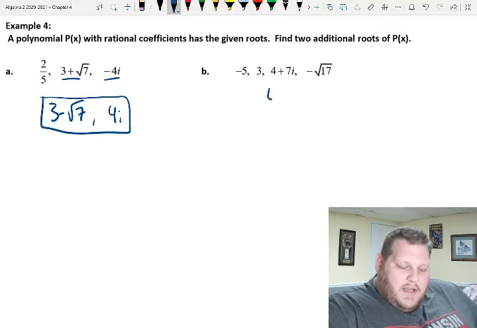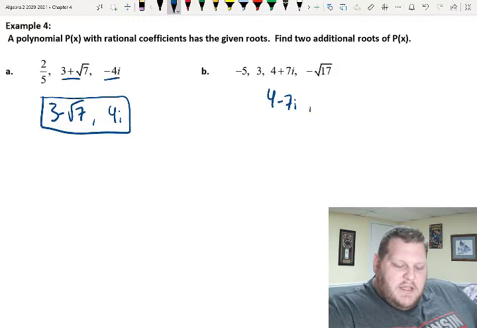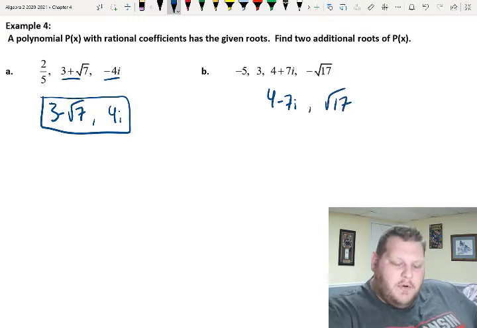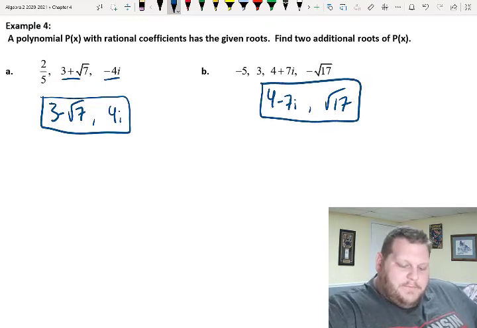4 plus 7i tells me 4 minus 7i has to be a solution. If negative square root of 17 is a root, positive square root of 17 has to also be a root. Pretty straightforward stuff for identifying roots.